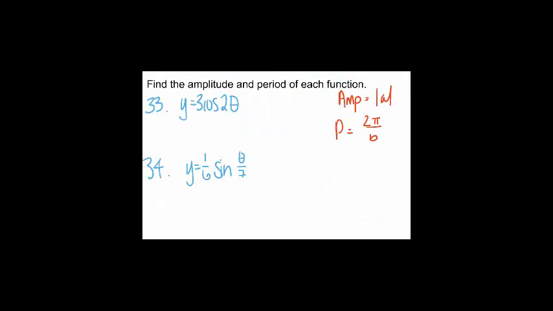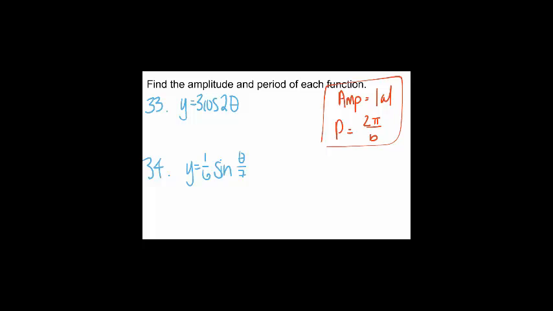And the last two for this video, we're just finding amplitude and period for each function. And maybe these are some formulas you're going to write down somewhere in your unit circle page. Amplitude is the absolute value of A. A is the number that's in front. And then period is 2 pi over b.